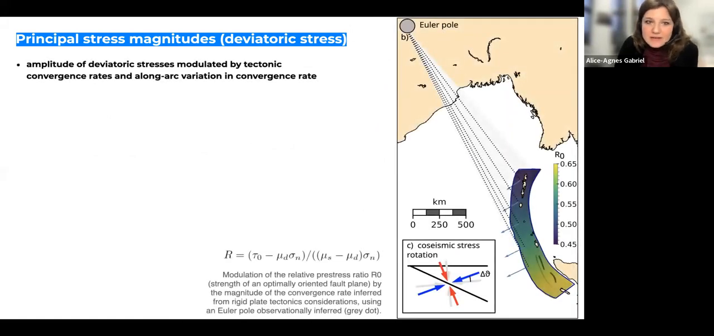And next, we also account for an amplitude of deviatoric stresses varying along strike, and we modulate them by the tectonic convergence rate and the log variation of that convergence rate. And for that, we're just falling back to simple Euler pole analysis, which is basically scaling our R. So remember, this is our effective fault strength, which I write out here. So this is often called the relative pre-stress ratio, which is scaling friction strength drop and stress drop, and it's modulated by the magnitude of the convergence rate.